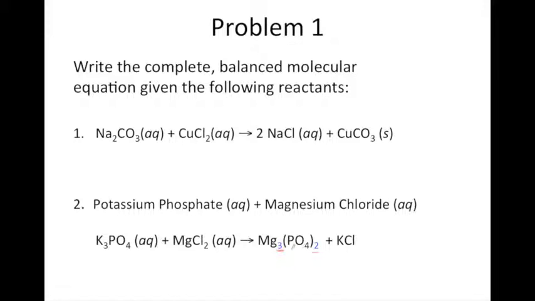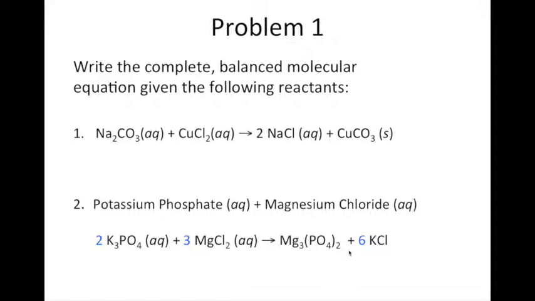So this would be the correct chemical formula for magnesium phosphate. Potassium's a +1, chloride's a -1, so that's fine just the way it is. Now I need to balance the equation, so I put in coefficients to balance them. In this case, we would end up with 2 here, 3 magnesium chlorides, and 6 potassium chlorides. And finally, I look at the solubility rules, which tell me that magnesium phosphate is insoluble, so I put an S for solid state, and the KCl, potassium chloride, is soluble, so I put an aq.